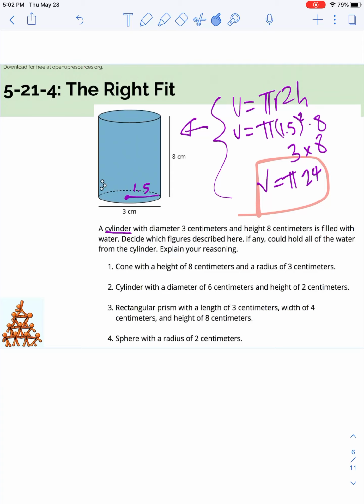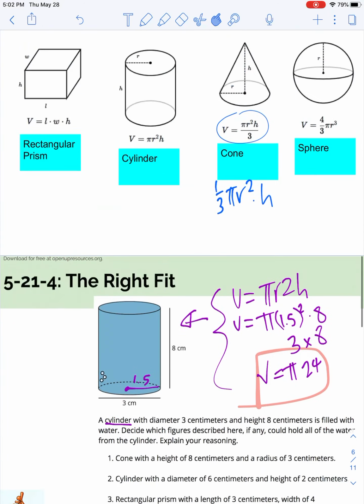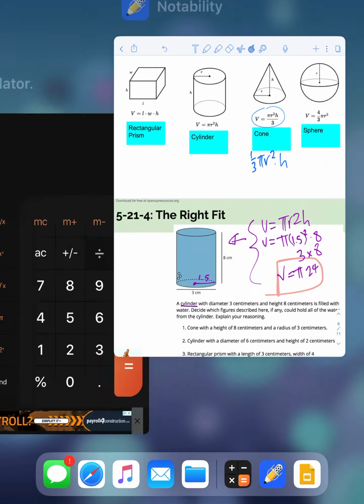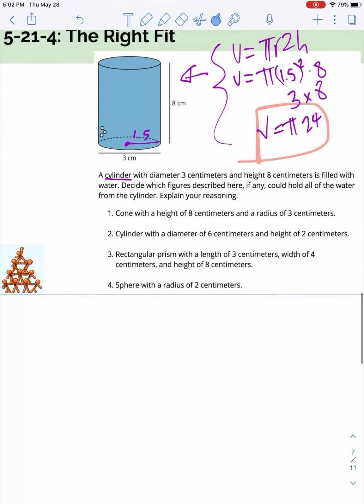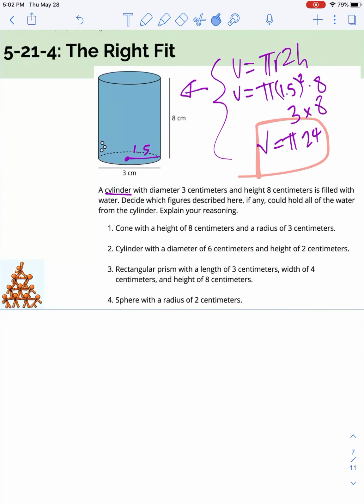Now you have all these other shapes. They're all different shapes, actually. A cone, a rectangular prism, and a sphere. So you use all of these formulas, and you just plug in the numbers. Super easy. Okay, so let's look at this one. I'll do different colors.